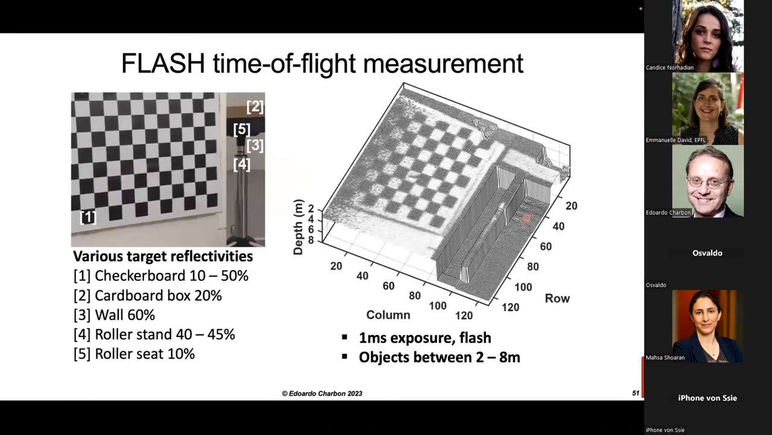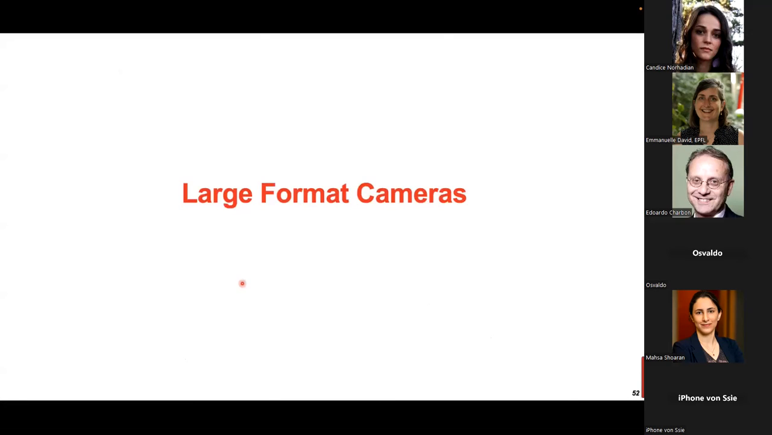You can also perform flash time-of-flight imaging, where you measure simultaneously onto a very large number of points on a surface. Here you can see the classical checkerboard, which turns out to be exactly flat, which is what you would expect. And this demonstrates the independence of the time-of-flight measurement from the reflectivity. And here, reflectivity can vary from 10 to 50%.